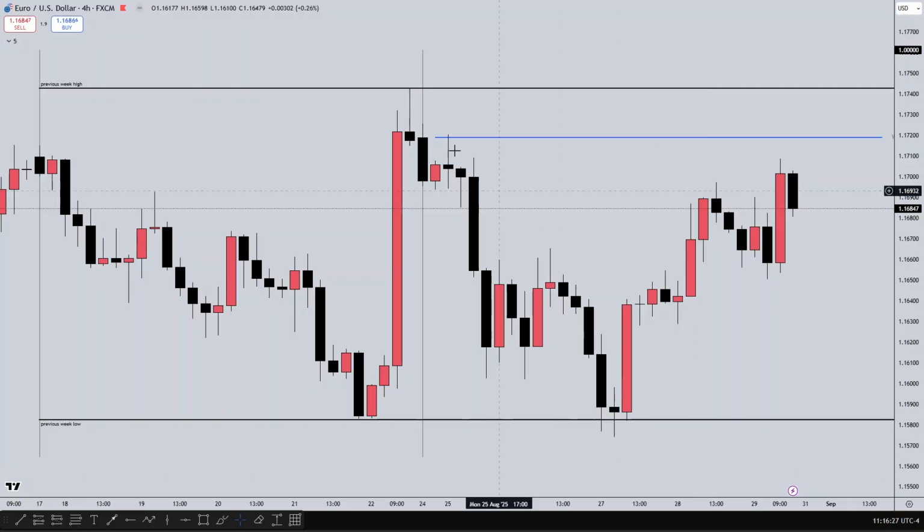On the 4-hour time frame, here's the opening price, which is this blue line representing the opening price. So I talked about showing you guys the steps in which you'll be aligning the 4-hour with the weekly.